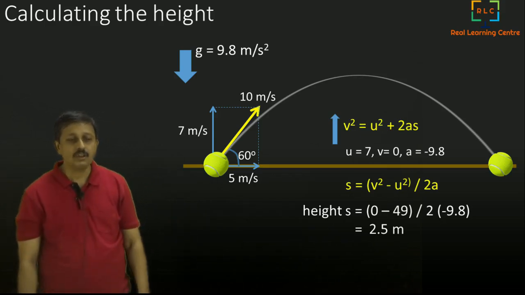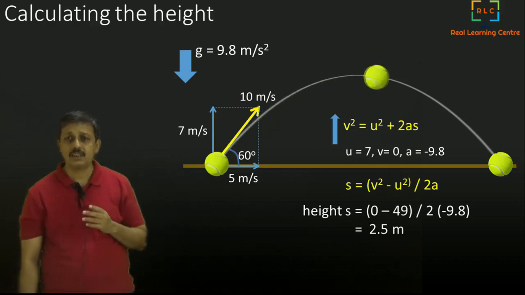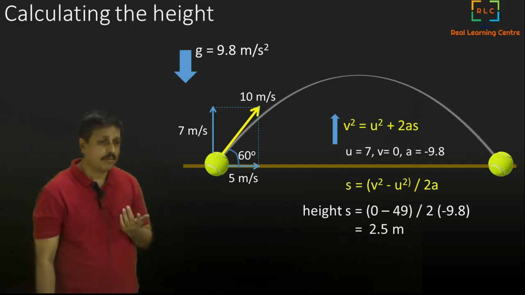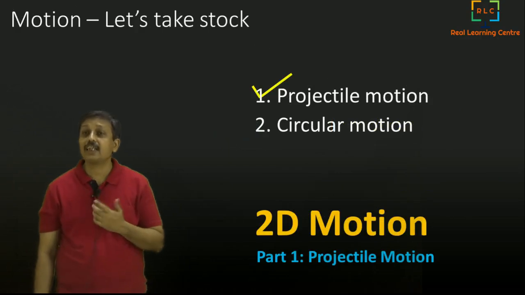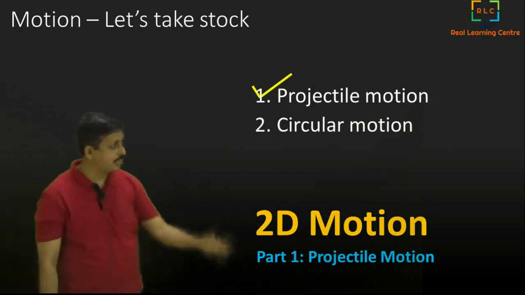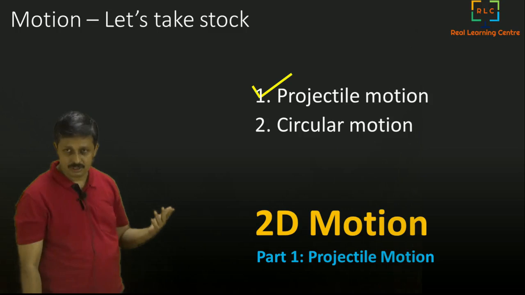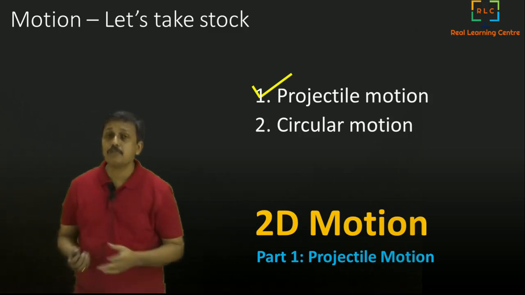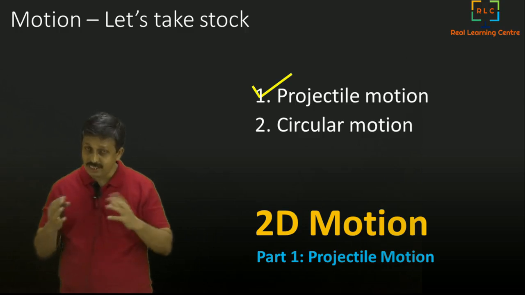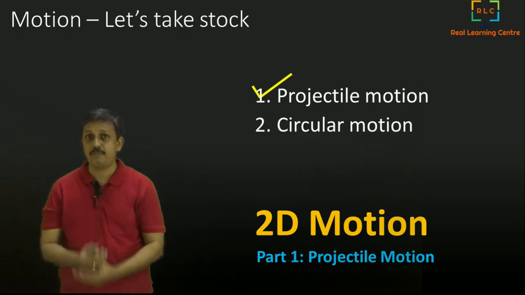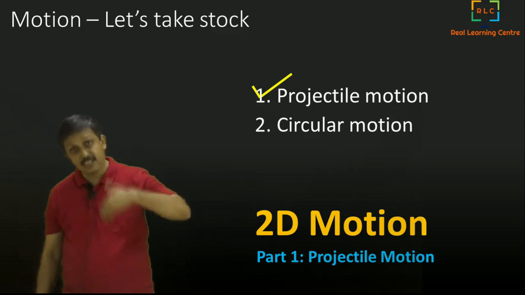Okay. So now let us look at the next step, which is circular motion. Now we have completed projectile motion, and we will get into circular motion. However, please understand that for projectile motion, I have shown you a very typical simple scenario, but it is possible that it can get pretty complex.